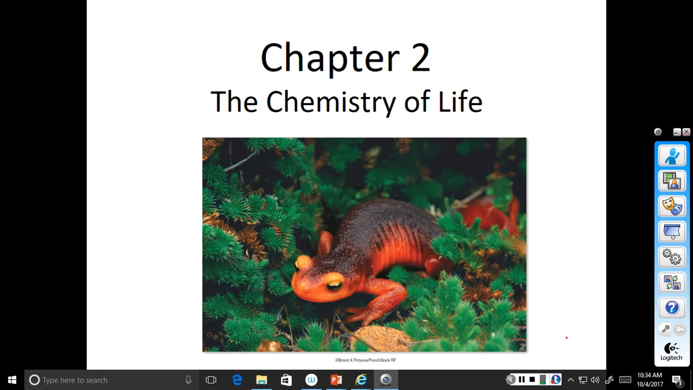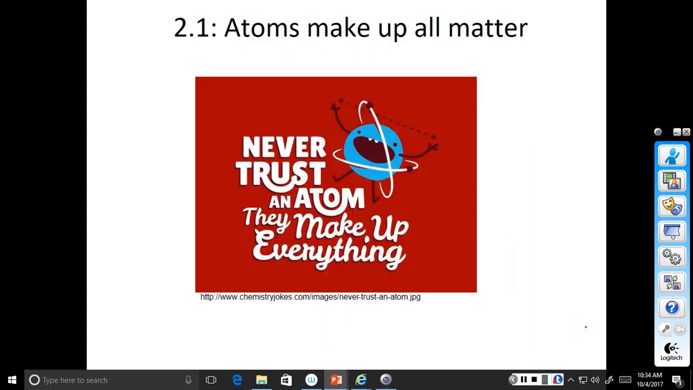So today in biology, we are talking about chemistry. That might seem a little strange, but it's important because if we want to understand the biochemistry of cells, we have to understand some basic chemical principles. And so that is what today's chapter is all about. Starting with section 2.1, we are going to talk a little bit about atoms and atomic structure.